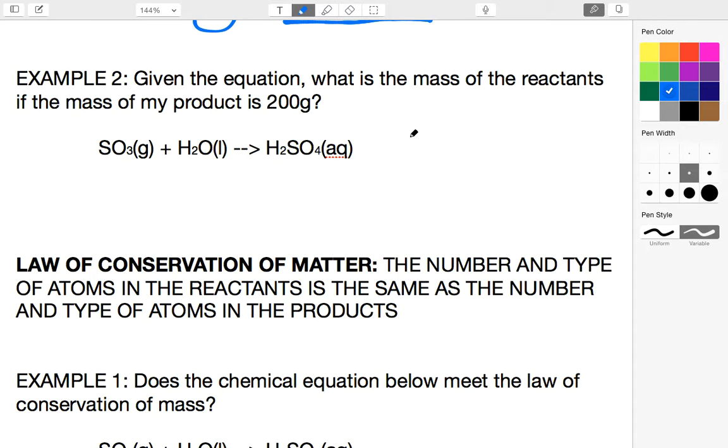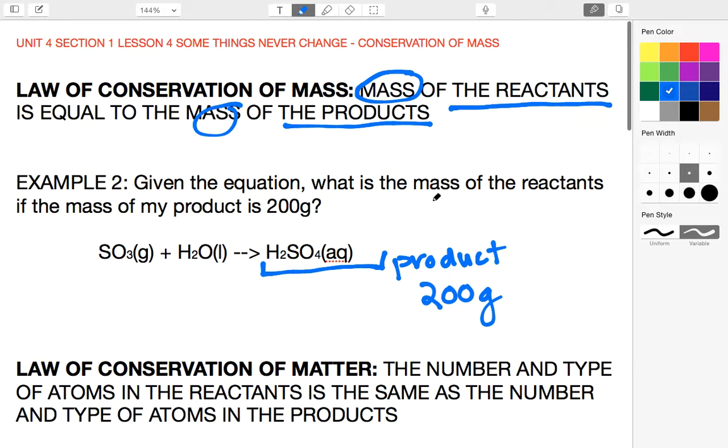So if I gave you a practice problem where it says, given the equation, what is the mass of the reactants if the mass of my products is 200 grams? So everything at the end of the arrow is my product. And in the problem, it says that my product has a mass of 200 grams. Therefore, according to the law of conservation of mass, my reactants should also have 200 grams.